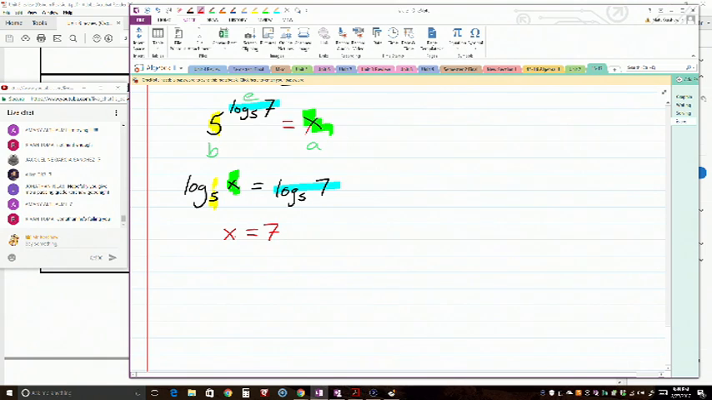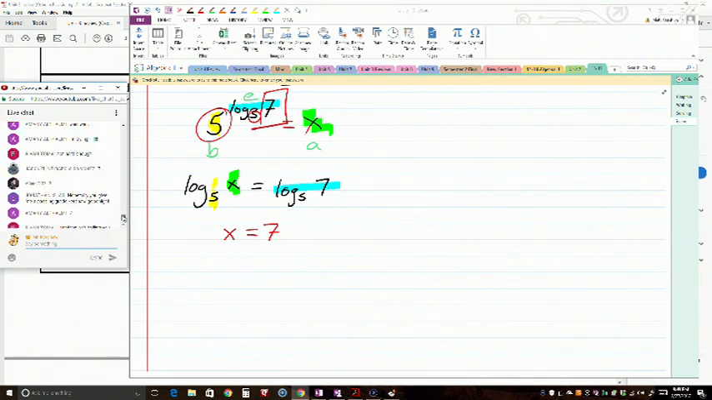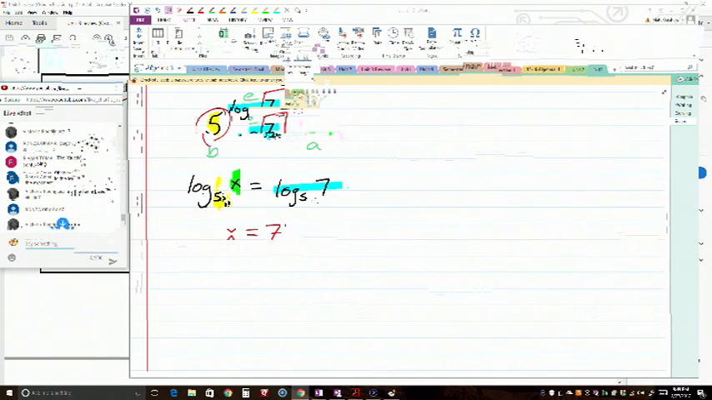So now you do this one or two more times. If this and this are the same, your answer is 7. All right, we're going to go up here or simplify the expression.